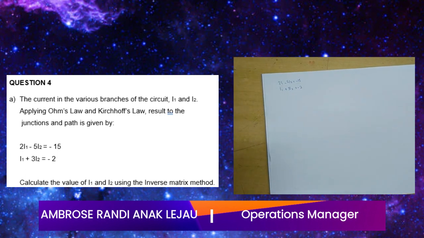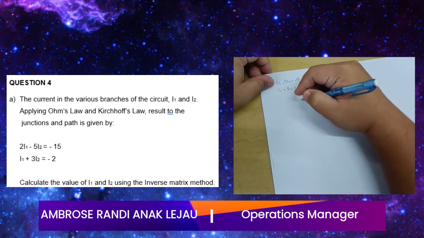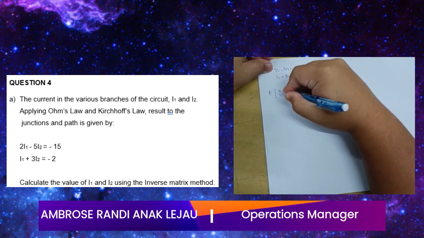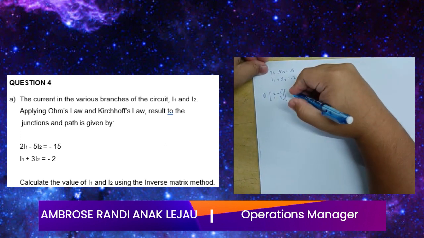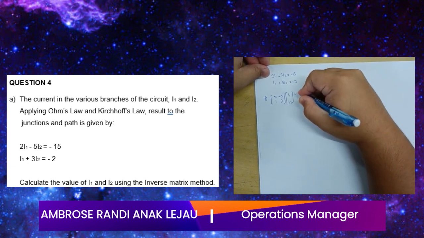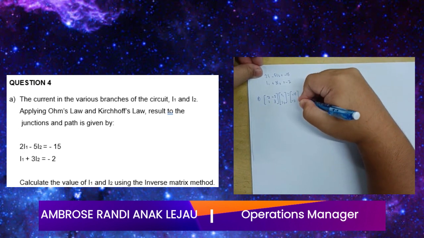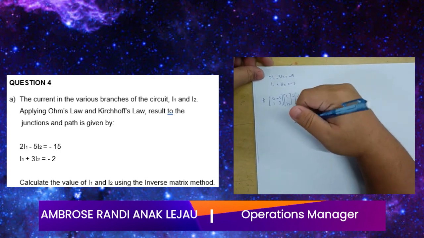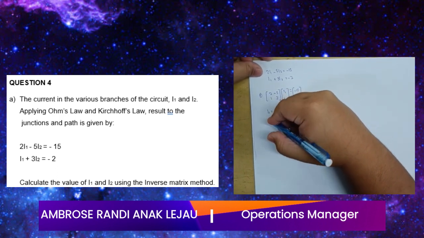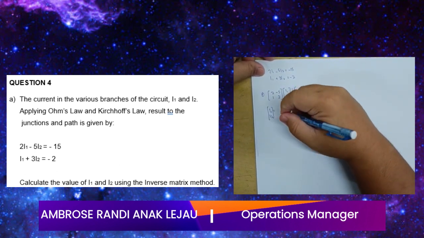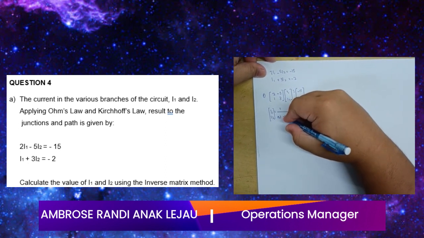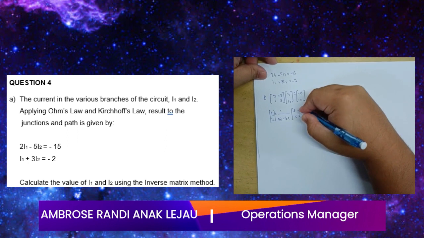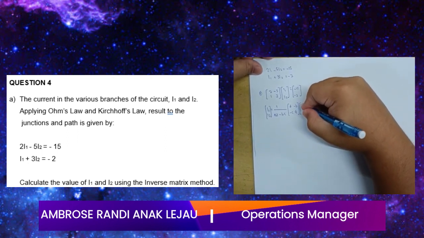We solve this by using the inverse matrix method. The first step is to write the matrix [2, 1; negative 5, 3] times [I1, I2] equals [negative 15, negative 2]. The next step: [I1, I2] equals 1 over (AD minus BC) times [D, negative C; negative B, A] times [negative 15, negative 2].